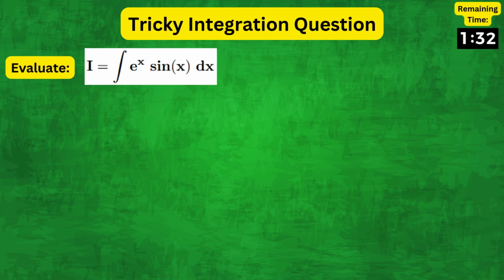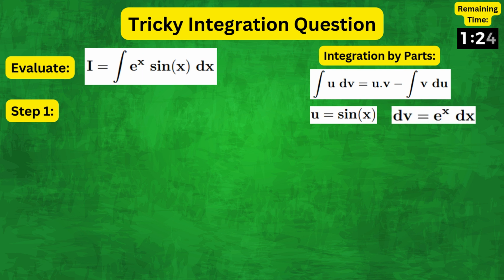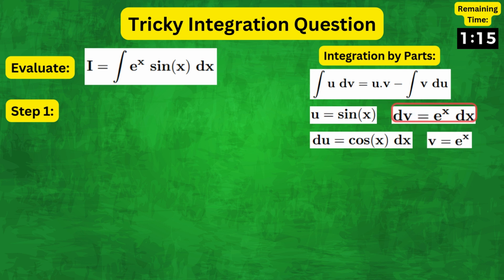As a first step, given that we have a product of two functions, we will use integration by parts with u equals sine x and dv equals e to the x dx. Then du by dx equals cos x, and therefore du equals cos x dx, and integrating, v equals e to the x.